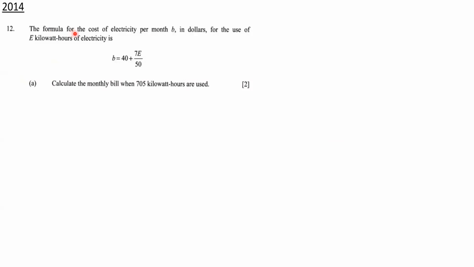It says the formula for the cost of electricity per month, B in dollars, for the use of E kilowatt hours of electricity is B equals 40 plus 7 times E all over 50. Calculate the monthly bill, which is B, when 705 kilowatt hours are used. And so E, remember, E is kilowatt hours. So wherever we see E, we're going to put 705 because that's the kilowatt hours that are used. So replacing E with 705, that's what we have to do.